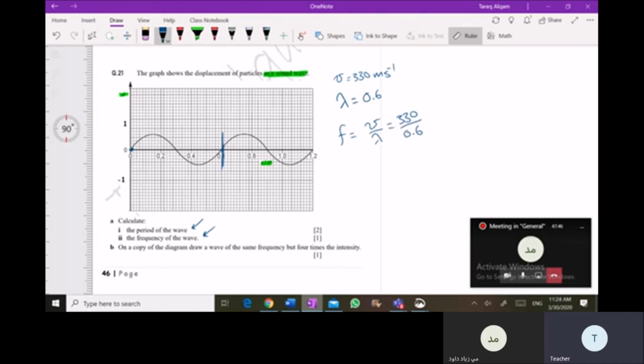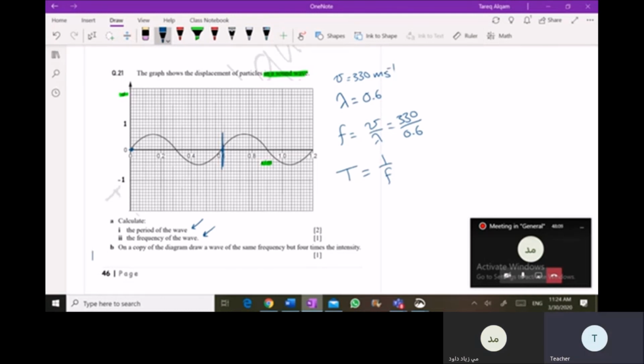In this way, I can find what? The frequency. If I found the frequency, I can find what? The period, by taking the reciprocal of the frequency. Is that clear? Yeah. Okay.